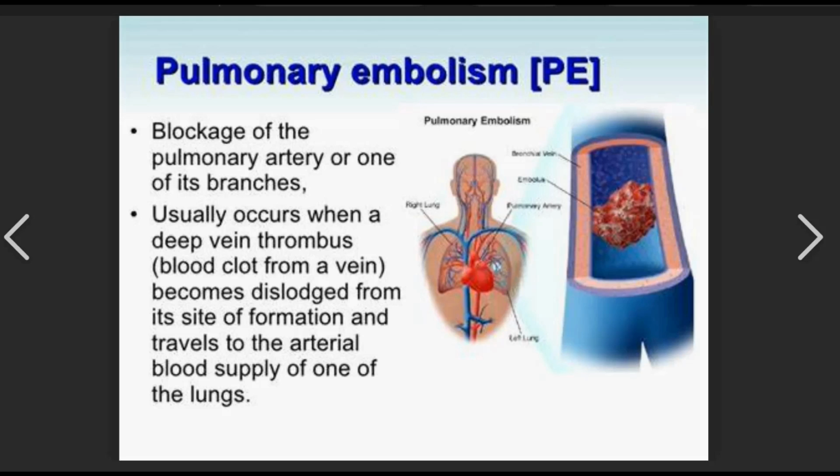Hi everybody. Today we are going to learn about pulmonary embolism.